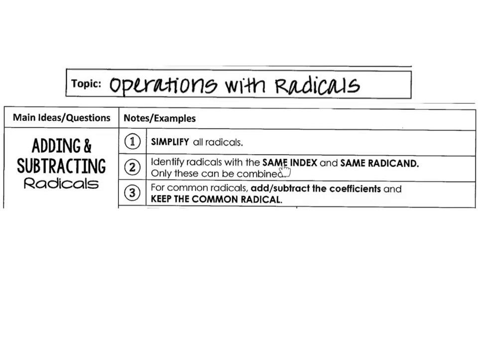So they have to have the same index and the same radicand. They're the same root, so they're square roots, cube roots, fourth roots, and they have the same number inside. For common radicals, add and subtract the coefficients, so whatever's on the outside, and keep the common radical. Let's do a couple examples.